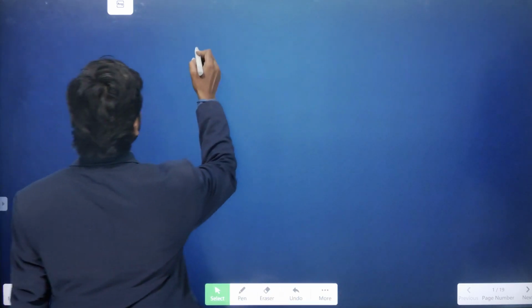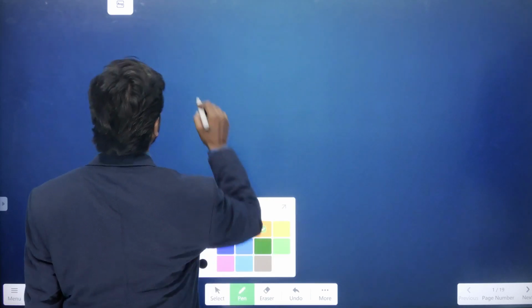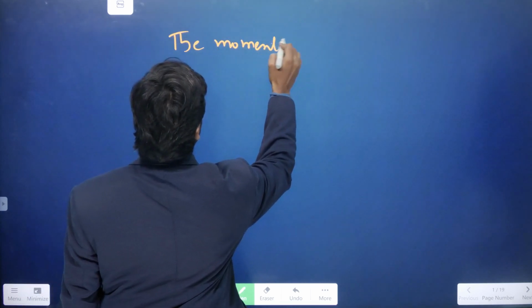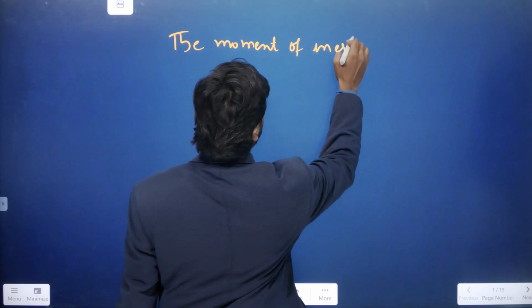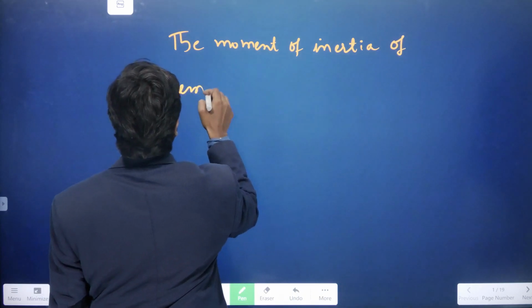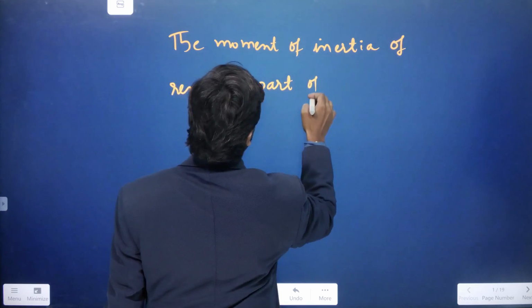So today we are going to discuss one more topic which is left in synopsis 3. That topic is the moment of inertia of the removed part or remaining part. So suppose, let us see here, the moment of inertia of the remaining part of a body.